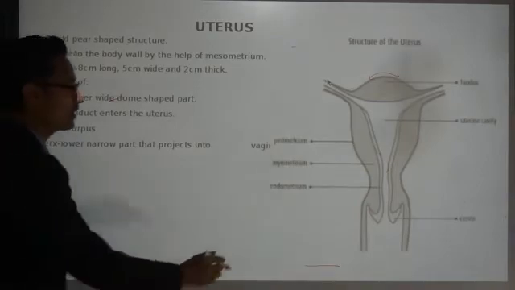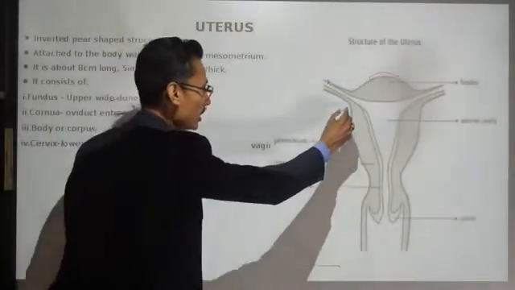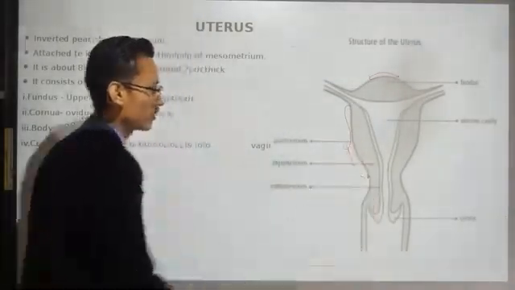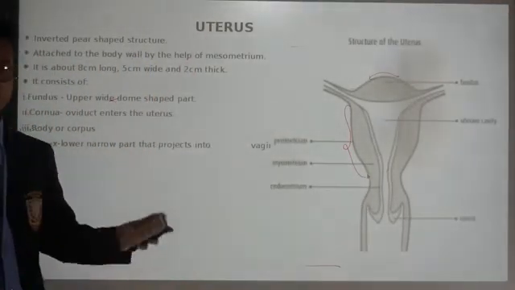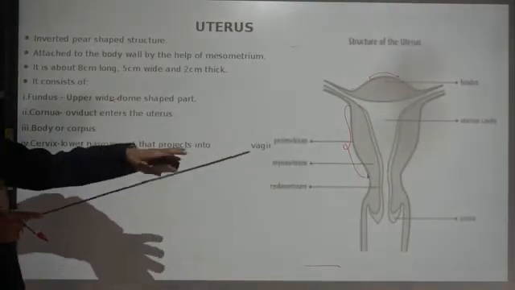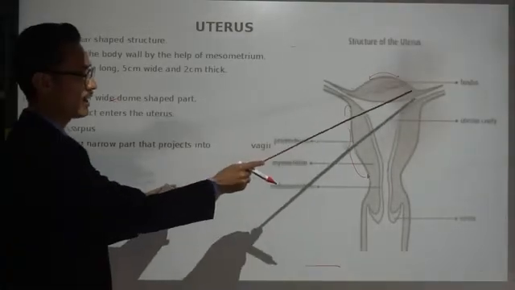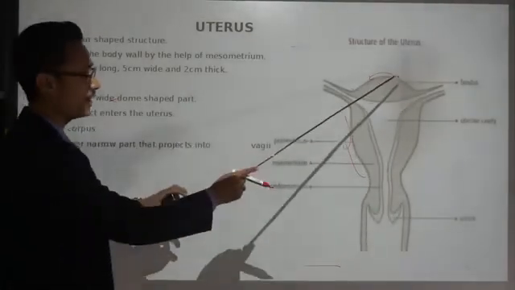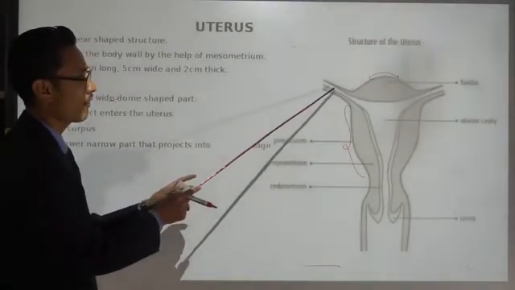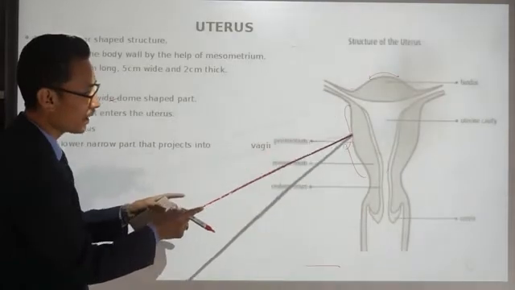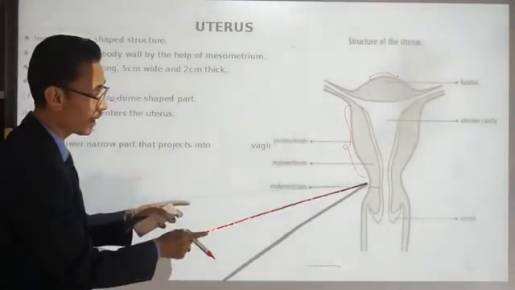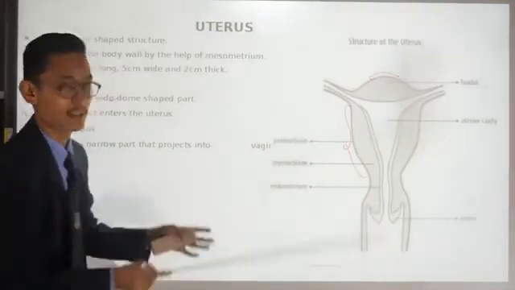The next part is the main part. This is called the body part, and the last part is called the cervix. So these are the different parts of the uterus. The broad or dome-shaped part is called the fundus. Then the cornua, from where the fallopian tubes enter the uterus. Then the main part of the uterus, which is called the body, and then the cervix.